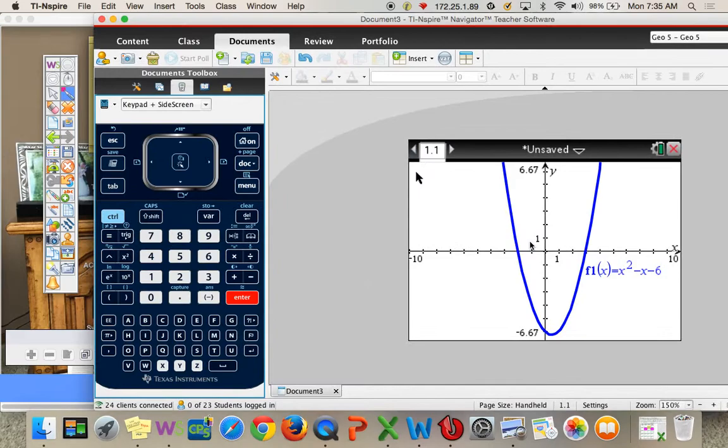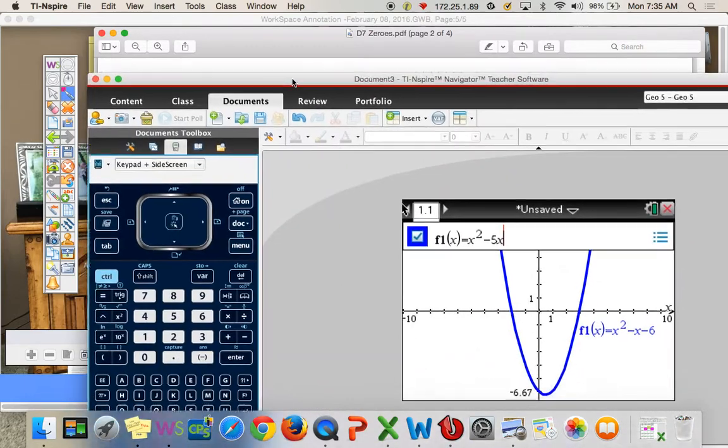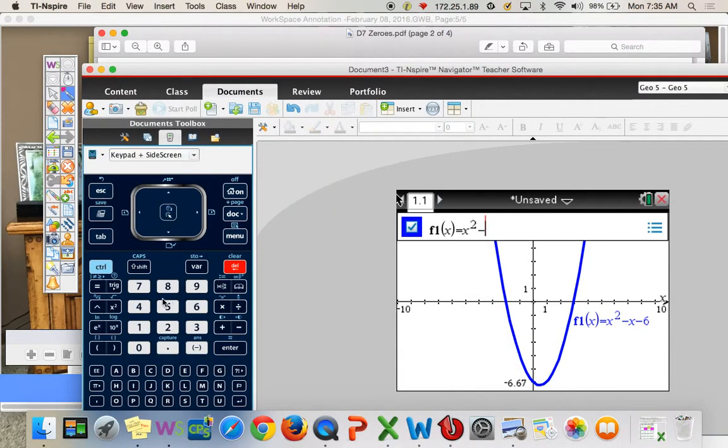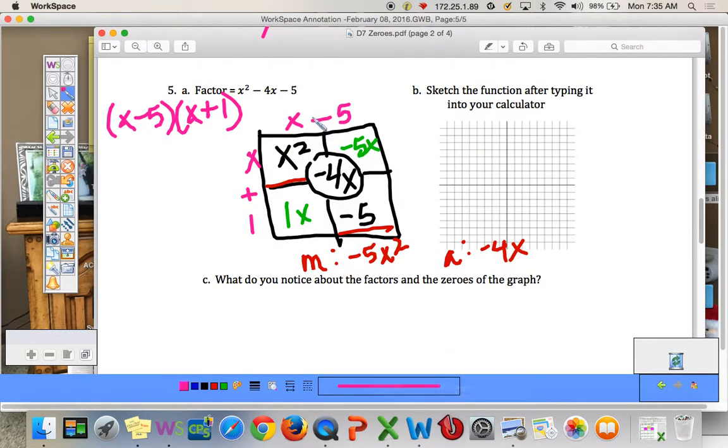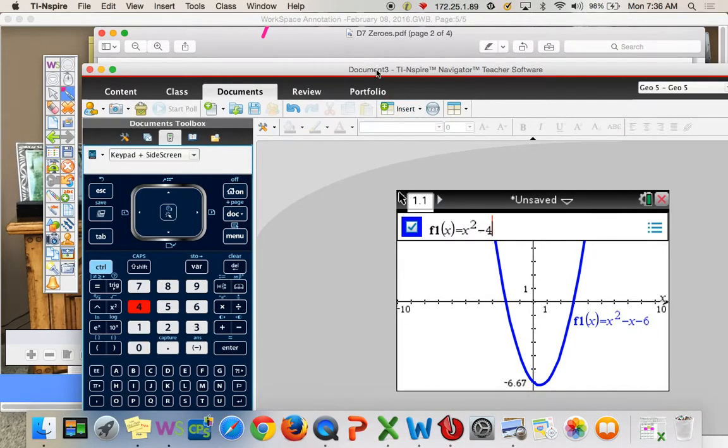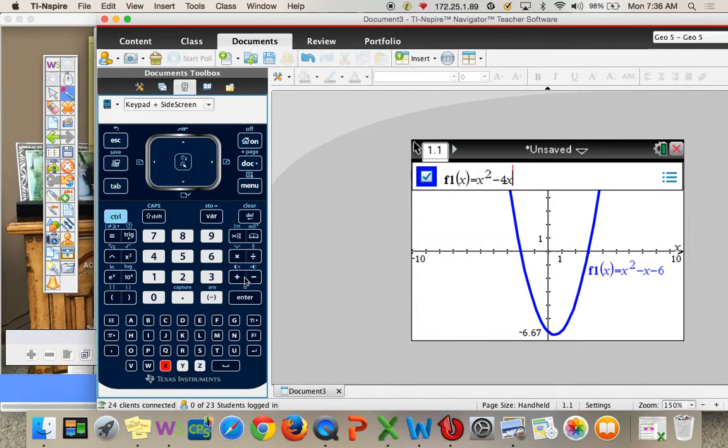Let's type this in. So here we can hit tab to go back up and type in our new function. It was negative 4x, I think. Yep. Negative 4x. Here's x, and then minus 5.